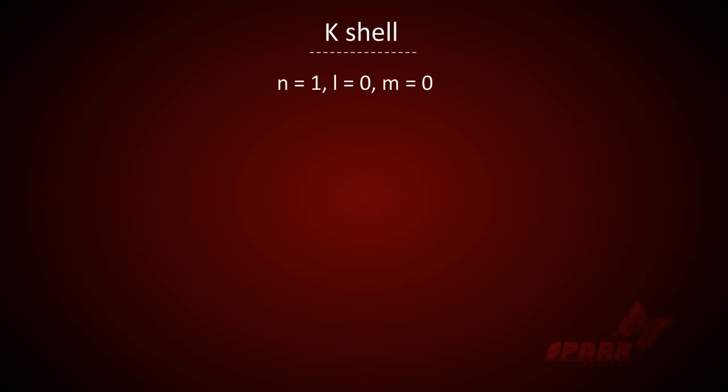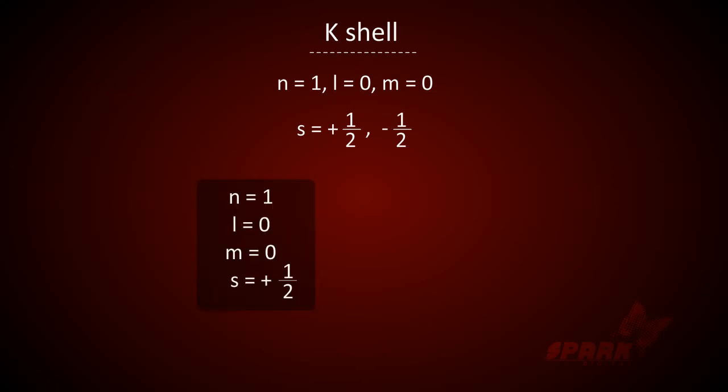For the K shell, n is equal to 1. l can have only one value, that is 0, and m can also have only one value, that is 0. But s can be either plus half or minus half. Thus, there are two combinations of the quantum numbers. n is equal to 1, l is equal to 0, m is equal to 0, s is equal to plus 1 by 2. n is equal to 1, l is equal to 0, m is equal to 0, s is equal to minus 1 by 2.